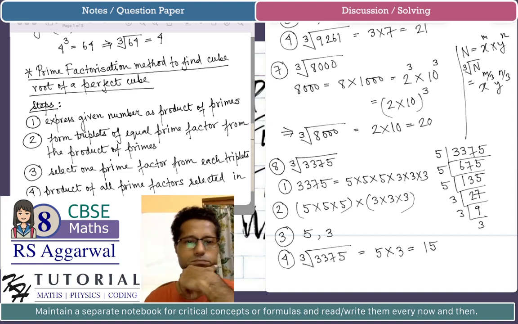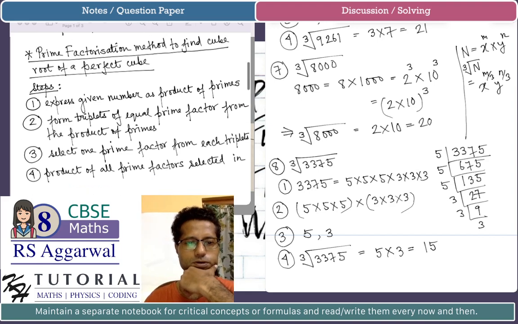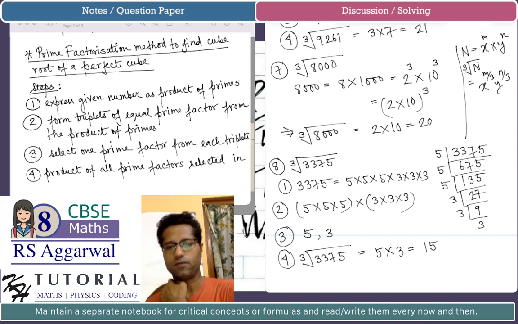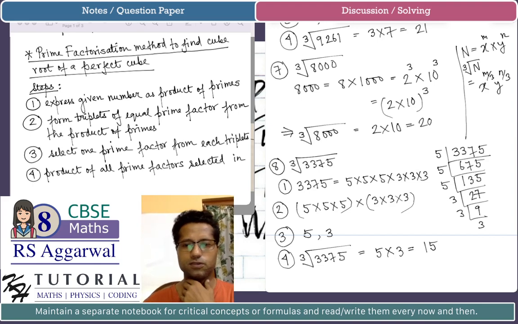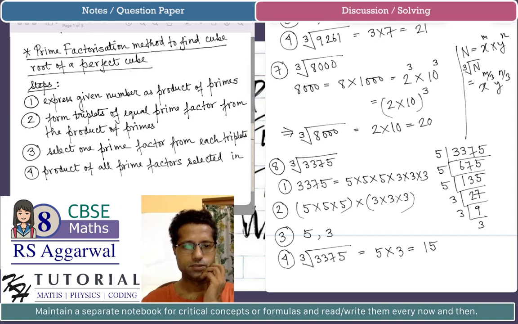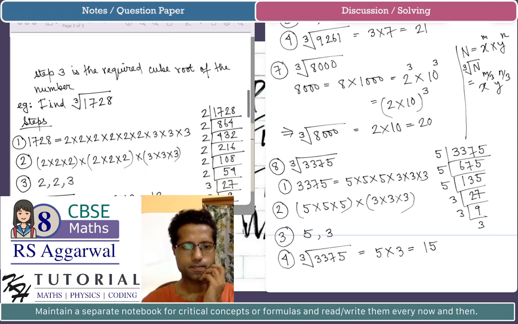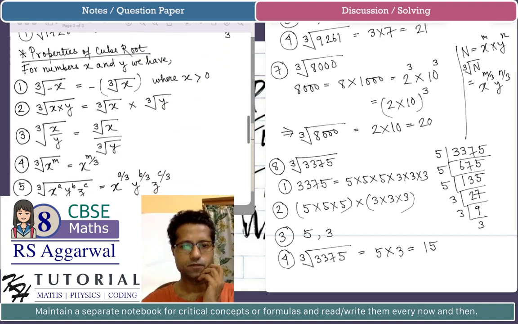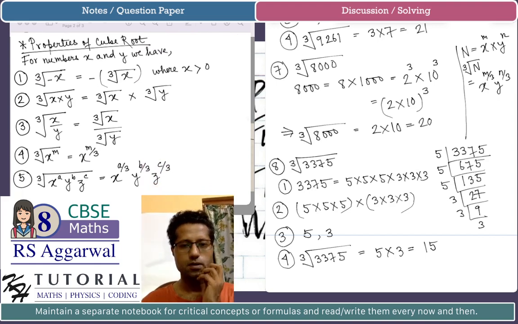So this was about finding the cube root of a perfect cube using the prime factorization method. Let's see what the next topic is: properties of cube root. Let's understand some properties of cube root.